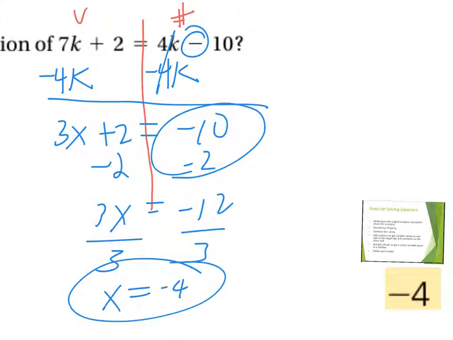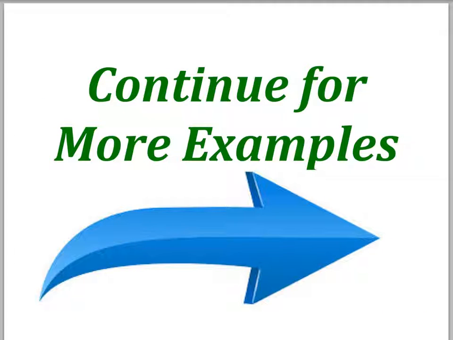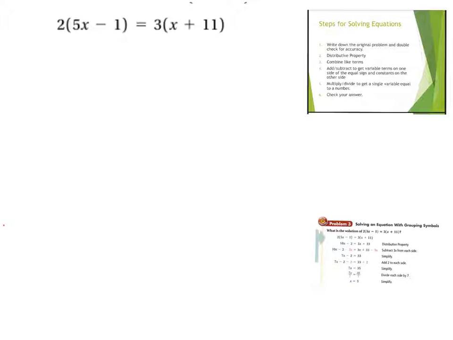And again, plug it back in. Show me the check. Take this negative 4, put it back in here to the original, right? That's going to be negative 28 plus 2 is negative 26. Over here, negative 16 minus 10 more is negative 26. And again, plug it in and work it out. But it does work. Alrighty, continue for more examples from me. Finally, we get to use that distributive property.